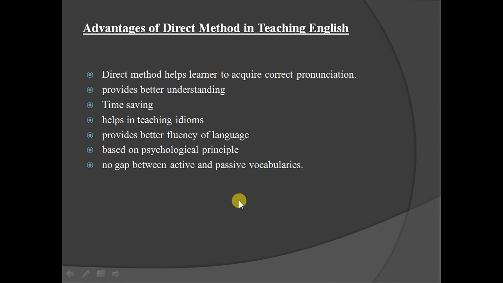Active and passive vocabularies: passive is what you are being taught, like the way we do in grammar translation methods, and you are compelled to learn something. That is your passive vocabulary. And active is when you use words knowing their meanings and knowing the use of those words. So in direct method, there is no gap between these two because you are actively involved in the practical use of the language.